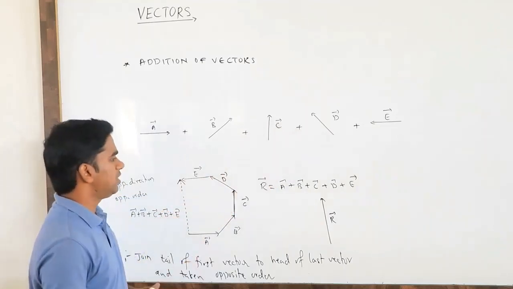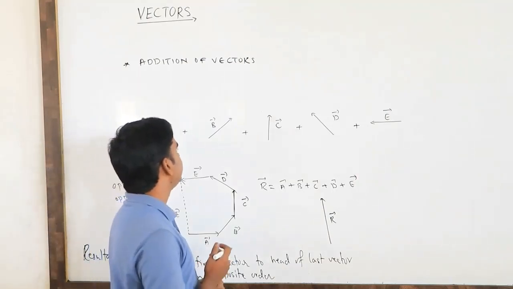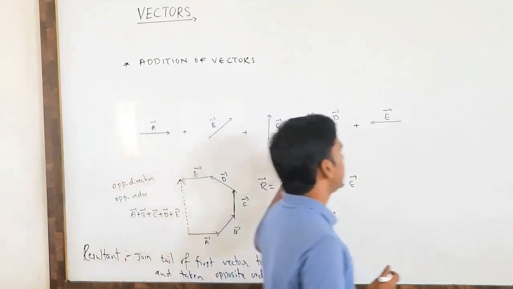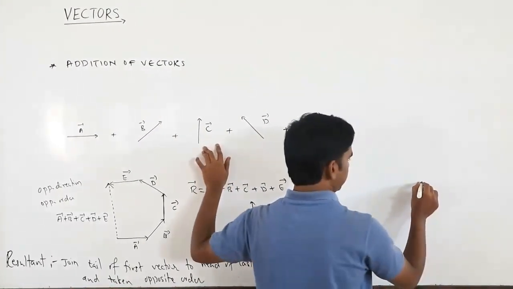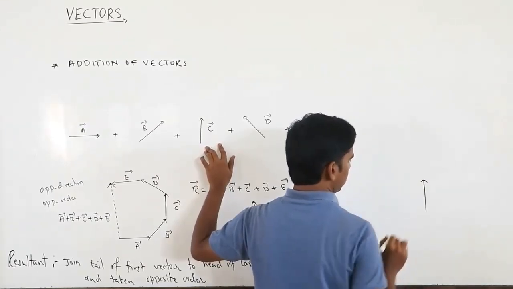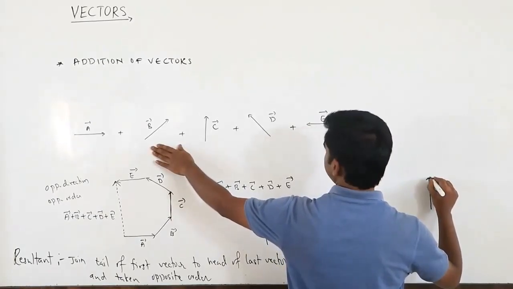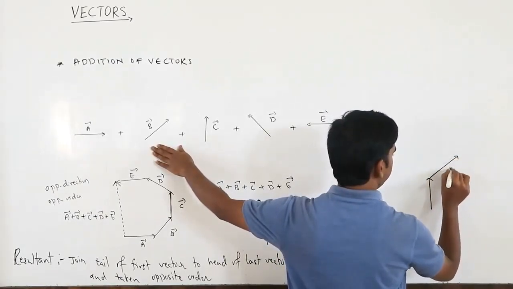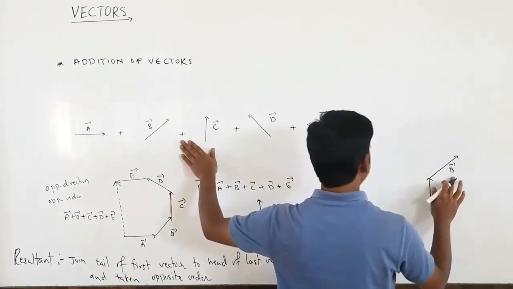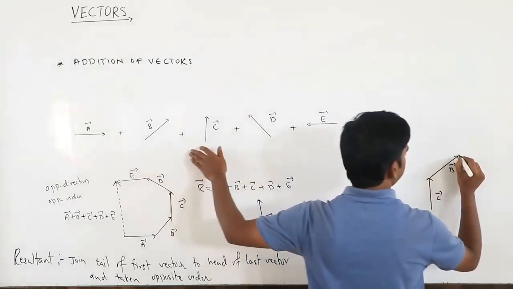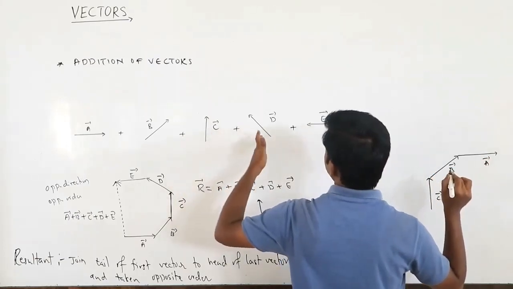So like that also we will check whether we will get the same resultant or not. Okay. So suppose if I take C first, what is the C? C is in this direction. This is what C. Then take B. B is going to be like this. This is what C and B. So then take A. So I will take A over here. This is what A.